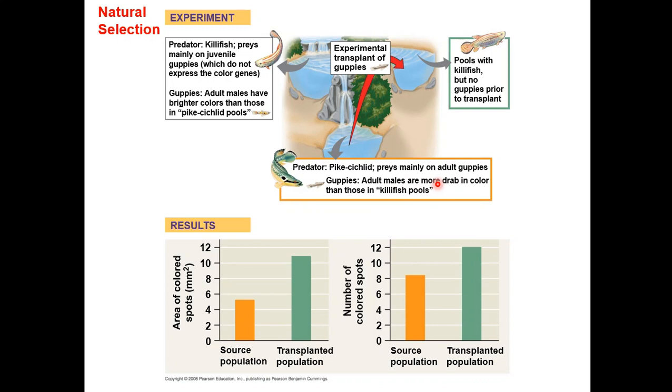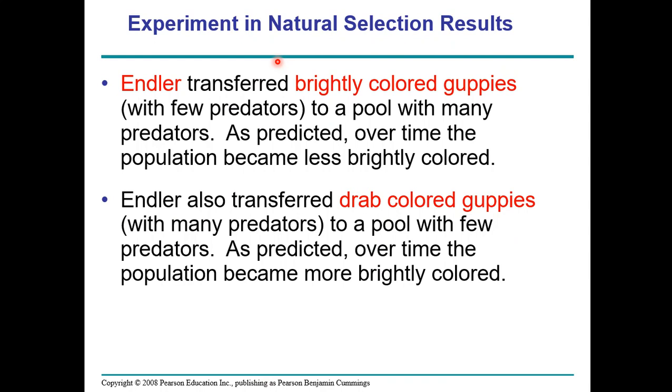So yan, if you're going to understand this experiment, you will notice that an area of colored spots, mas mababa yung in this. Dalawa kasi, source population, transplanted population. Okay, so you will see the difference. Okay po. So, I'm not going to explain this further, but let's continue.